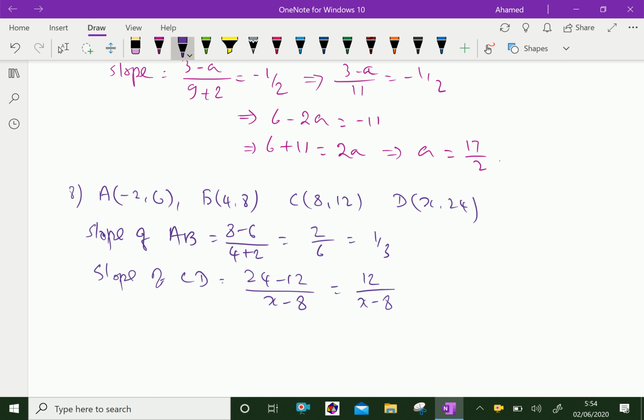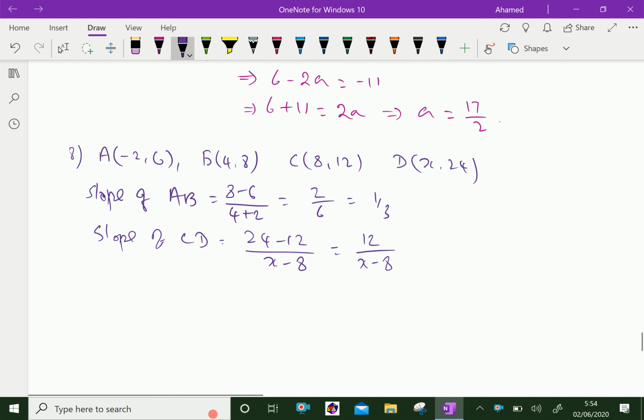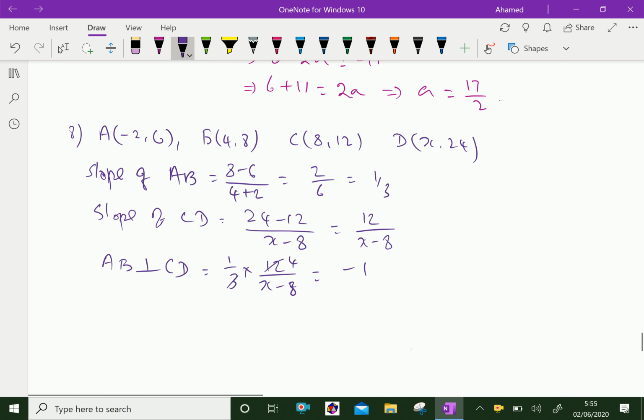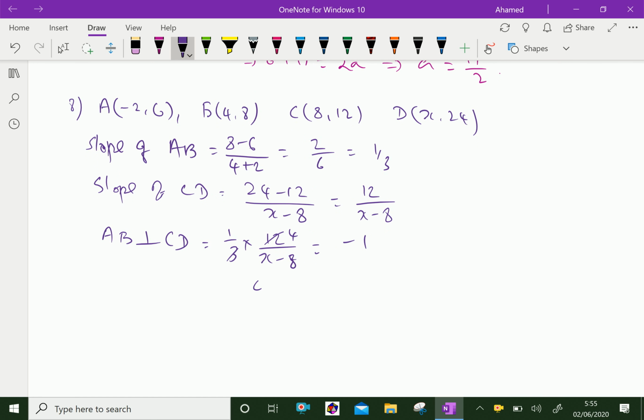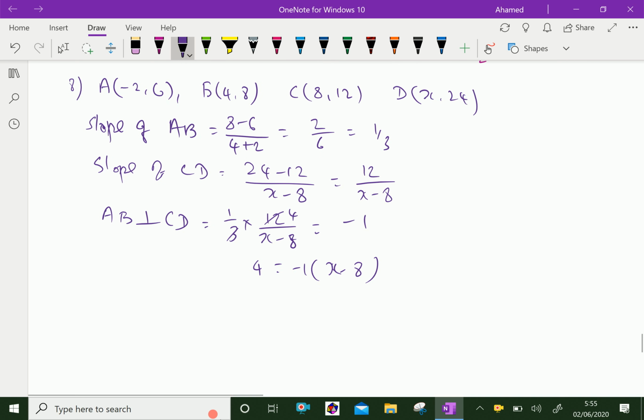Now the lines AB and CD are perpendicular, that is given. Therefore, for perpendicular lines, the product of the slopes is minus 1. So 1 over 3 into 12 over (x minus 8) equals minus 1. 12 and 3 cut as 4. Now by cross multiplying, 4 equals minus 1 times (x minus 8). So 4 equals minus x plus 8, because minus times minus x is plus.